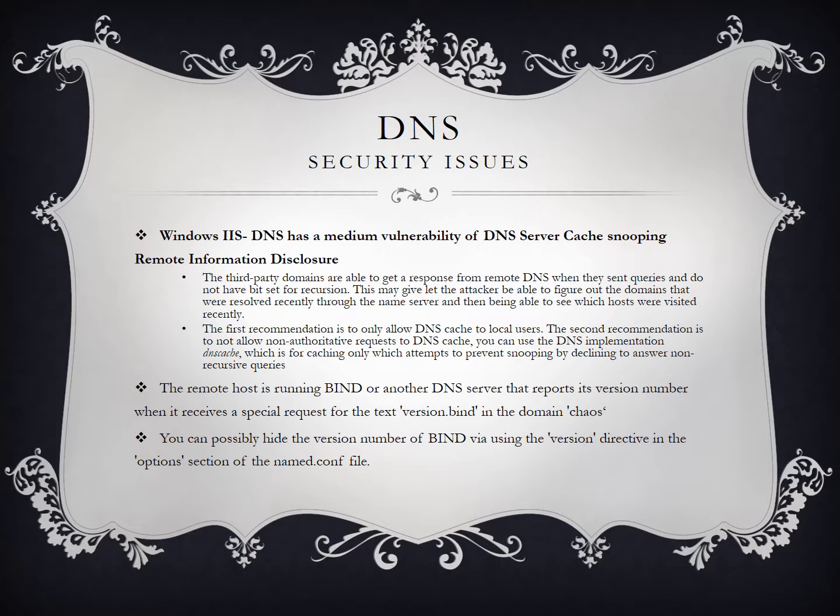The security issues that were found on the DNS servers is DNS having the vulnerability of server cache snooping, remote information disclosure. With this vulnerability, third-party domains are able to get a response from the remote DNS when they send a query and do not have a bit set for recursion, and it may let the attacker figure out the domains that were resolved recently through the name server, and then be able to see which hosts were visited recently.